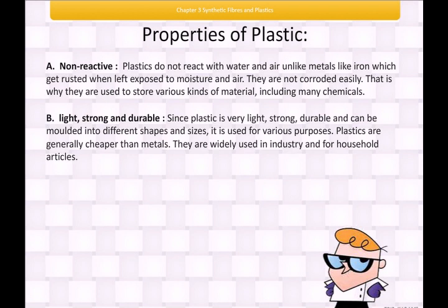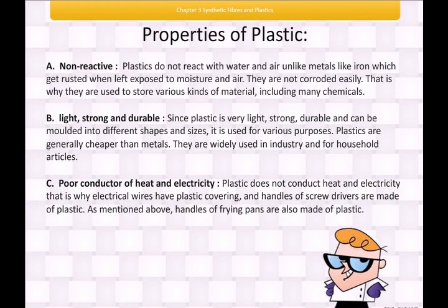Light, strong, and durable. Since plastic is very light, strong, and durable and can be molded into different shapes and sizes, it is used for various purposes. Plastics are generally cheaper than metals. They are widely used in industry and for household articles.